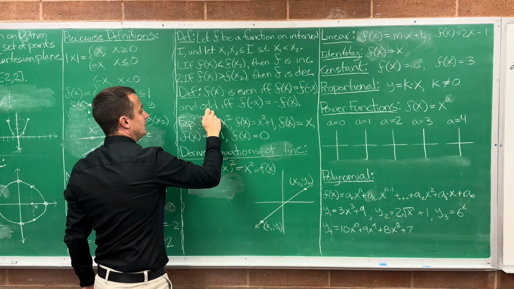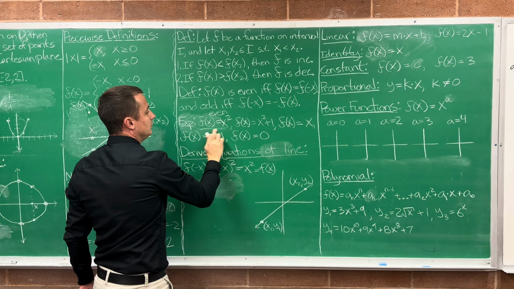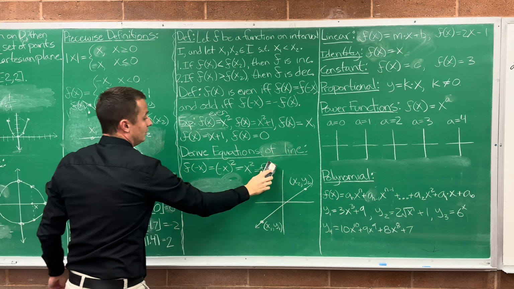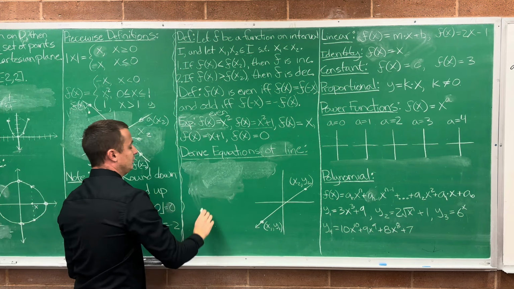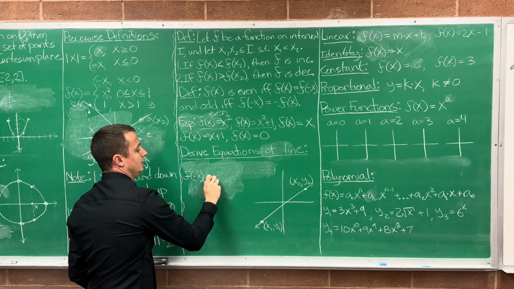Okay, so this one was even. All right, now we're looking at this one. Even? Again, let's see. So in this case, we've got f of negative x is equal to what?